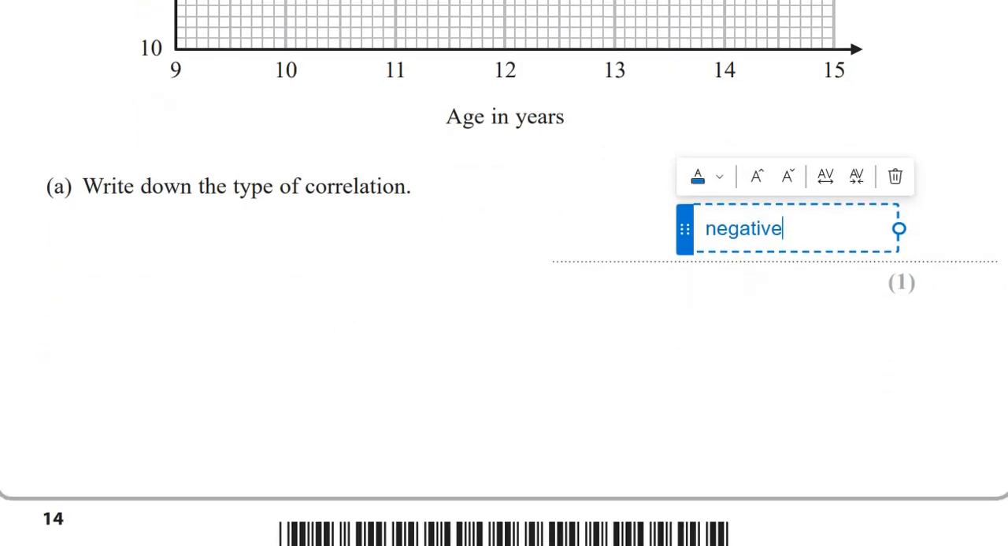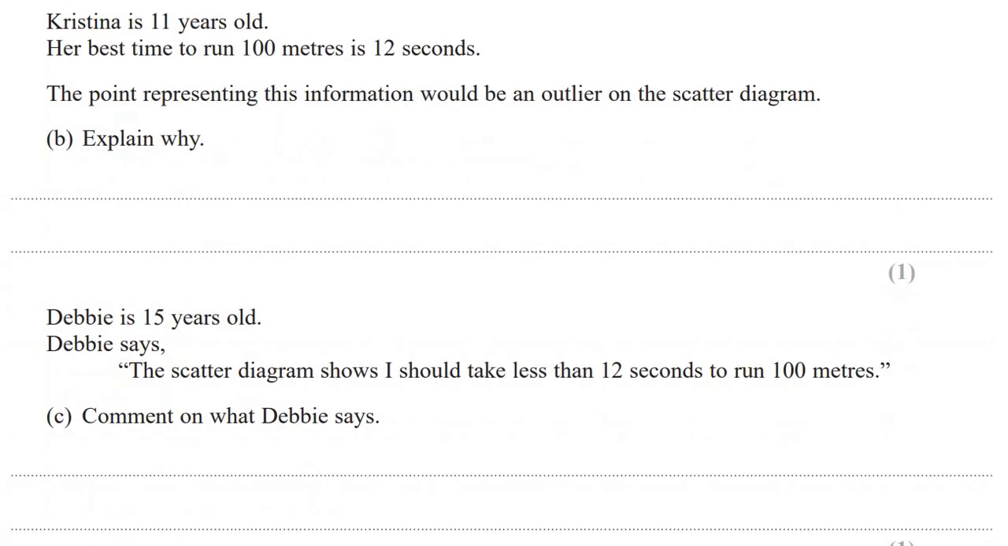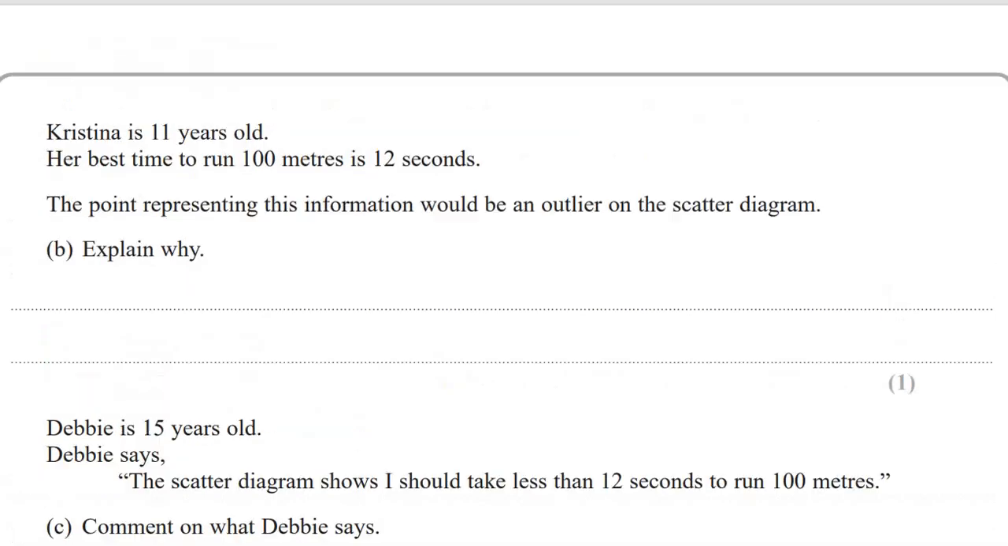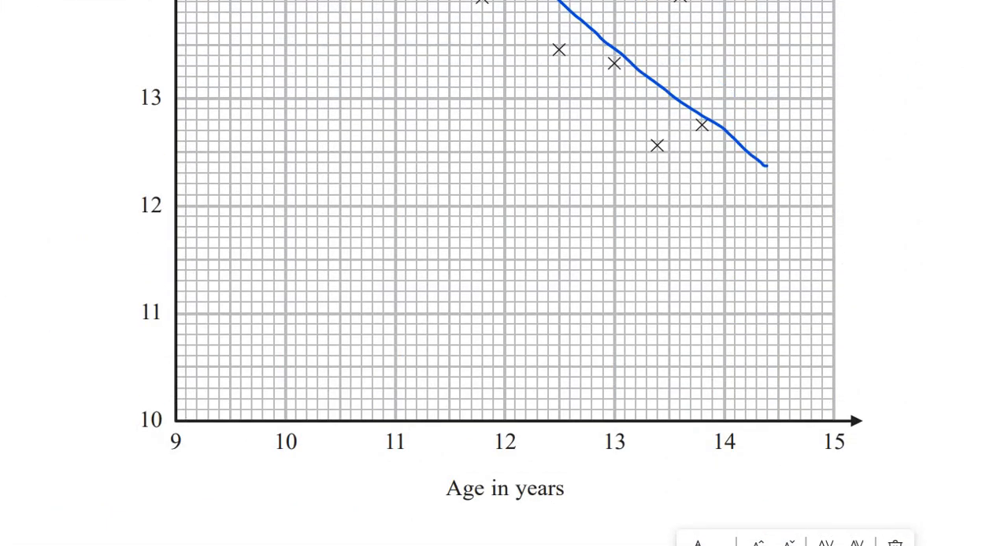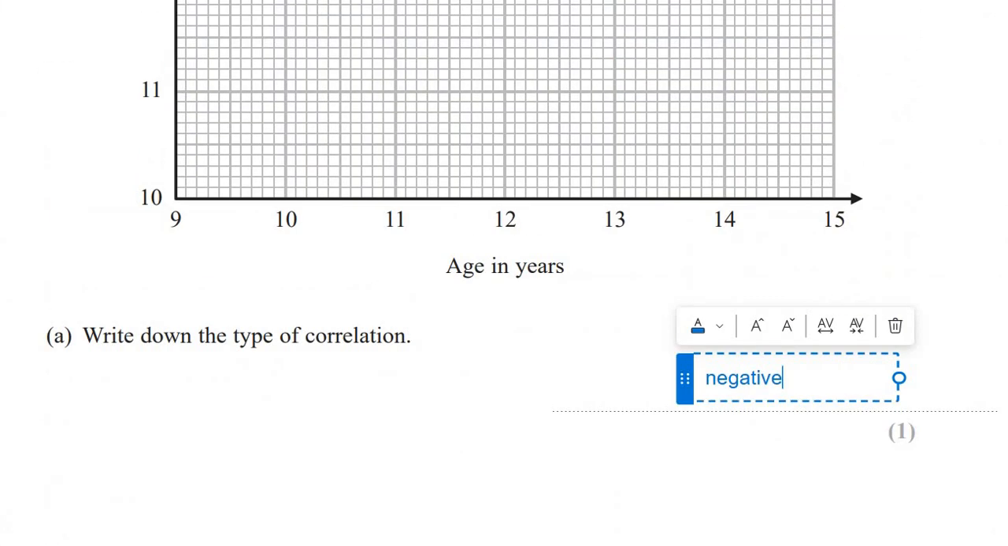You just write negative. Okay. All right, now here Christina is 11 years old. Her best time to run 100 meters is 12 seconds. The point representing this information would be an outlier on the scatter diagram. All right, let's see. So 12 seconds is her best time. And she is 11 years old.